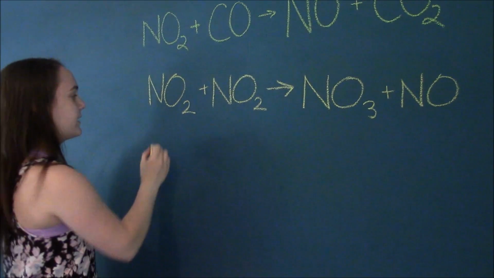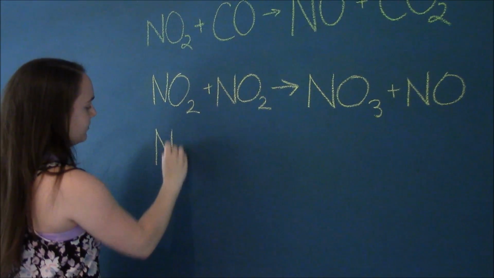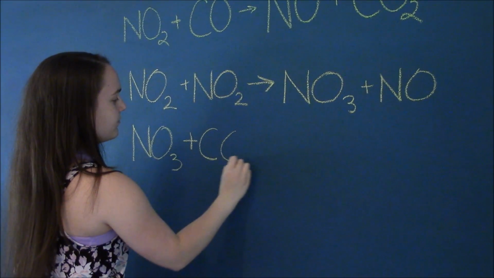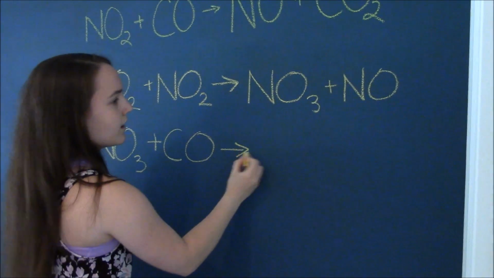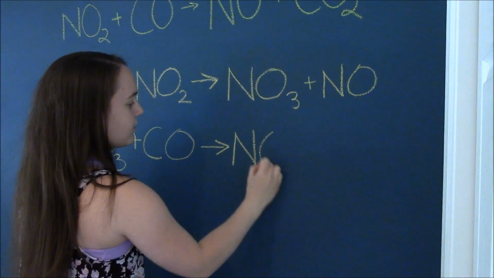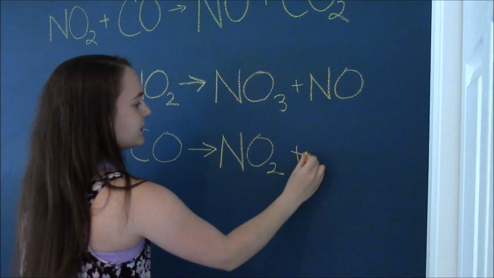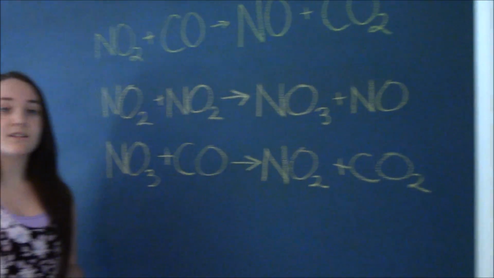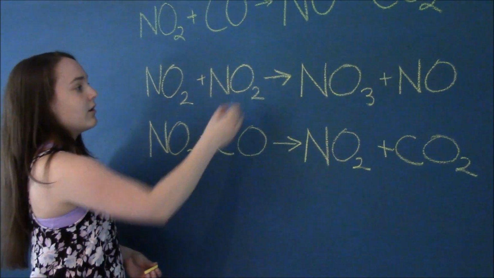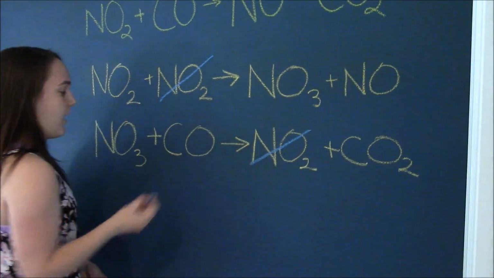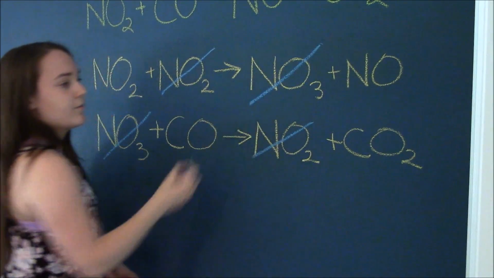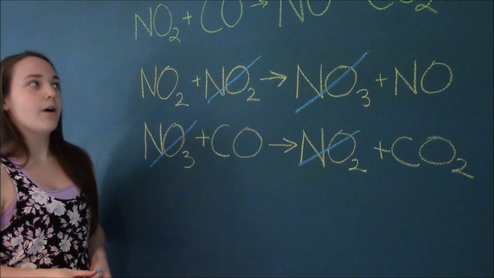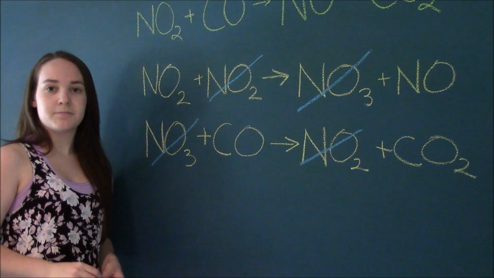And the second reaction mechanism is NO3 plus CO yields NO2 plus CO2. Using the concepts of Hess's law, you can cancel out the NO2s and the NO3s. This leaves you with the overall reaction of NO2 plus CO yields NO plus CO2.